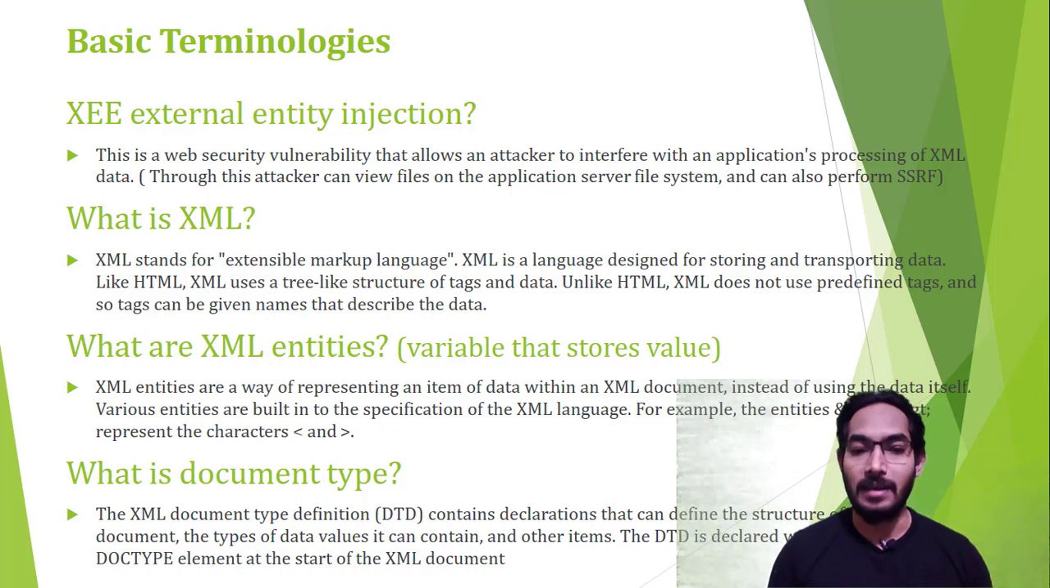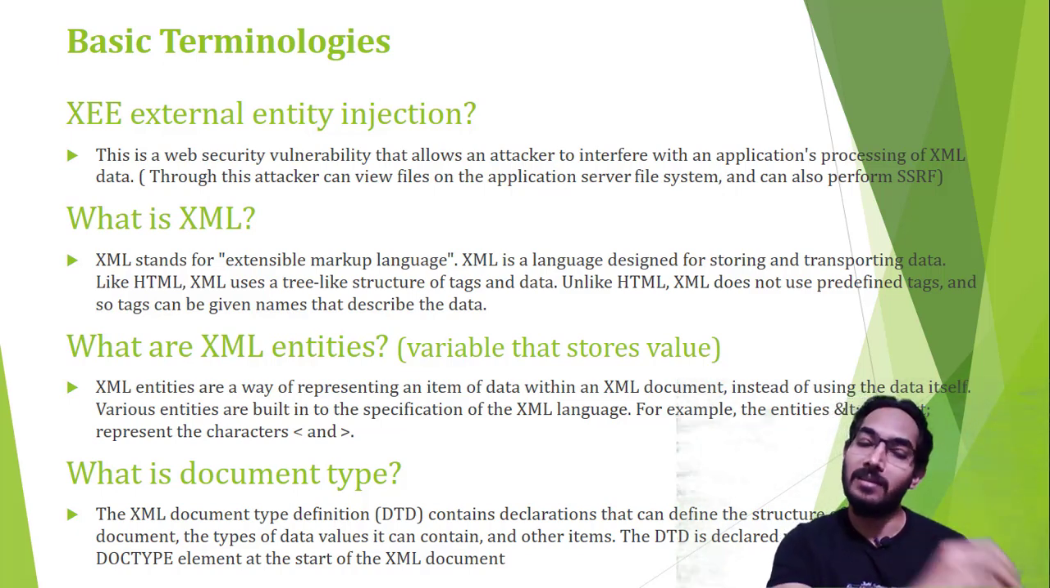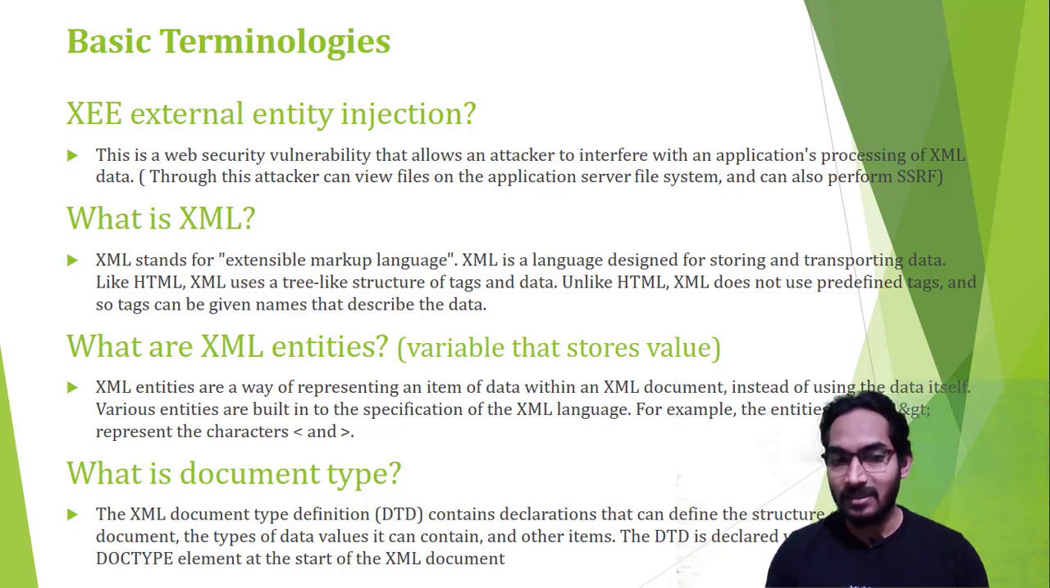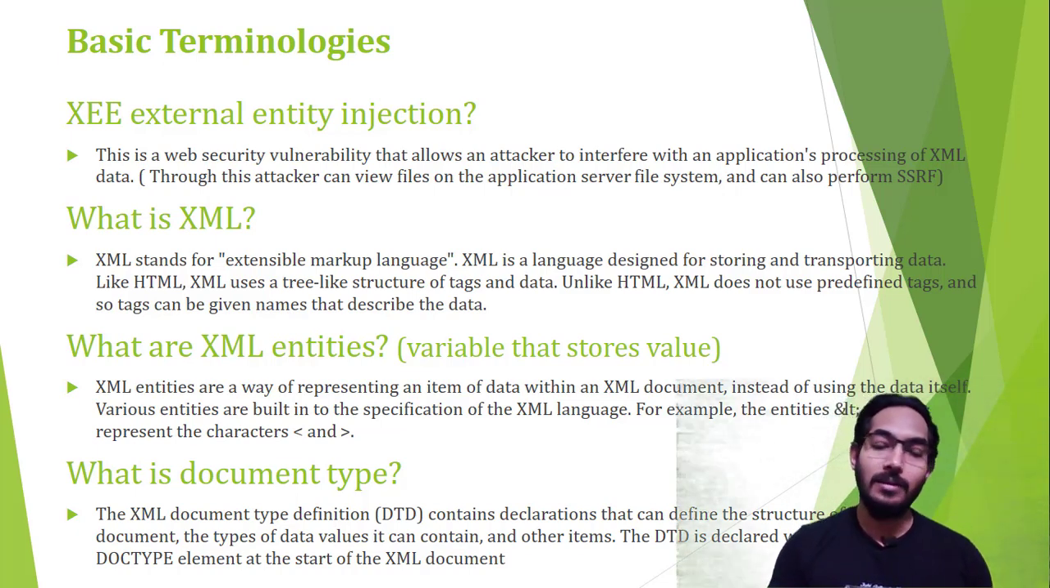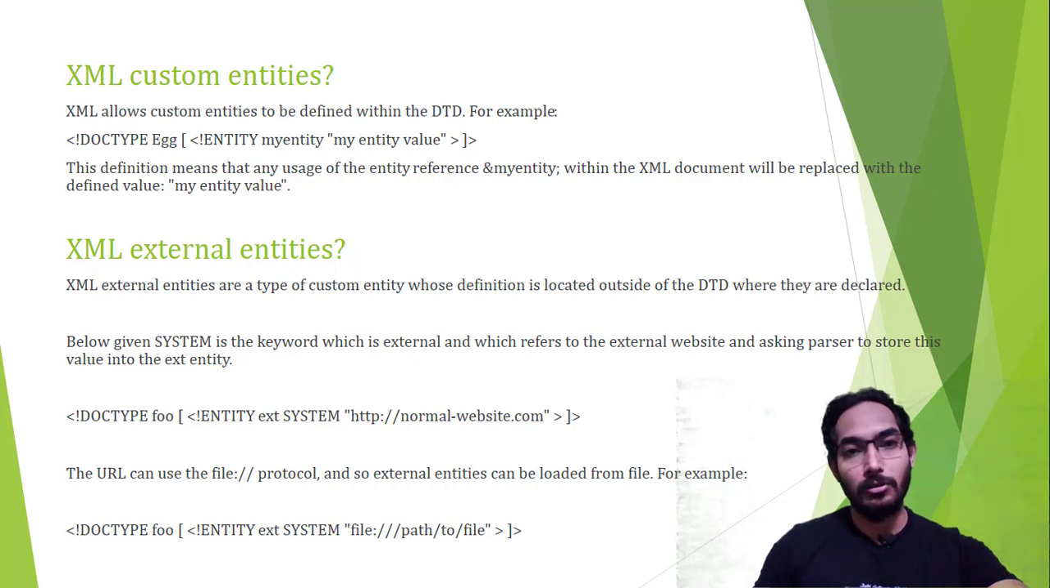So what is a document type here? This is something which contains the declaration of this XML document. First of all, where we are defining the entity, we are defining it in the XML document, and this is declared in the document type definition. DTD, they call it, right? So DTD is nothing but your document type definition that contains the declaration that can define the structure of your XML document.